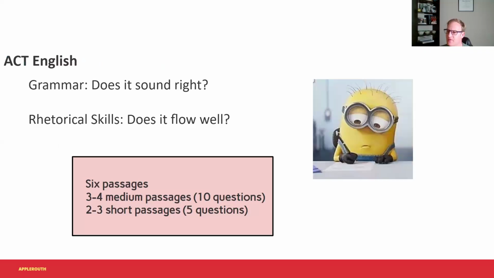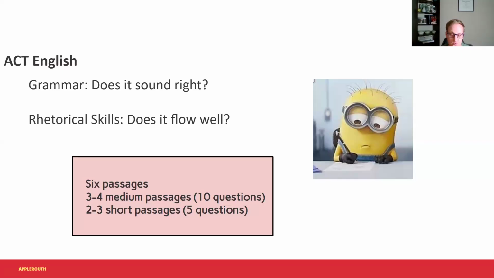So let's start with English. Some of you will be taking this on paper, some of you online. If you have the choice, I recommend registering on paper for now, just because the online platform is a little bit glitchy and sketchy at the moment. I think it'll be fine, but I recommend the paper test if you have the choice.